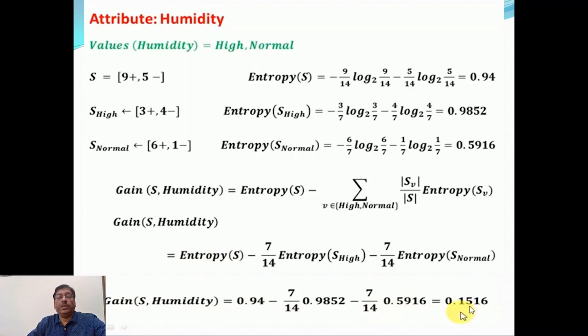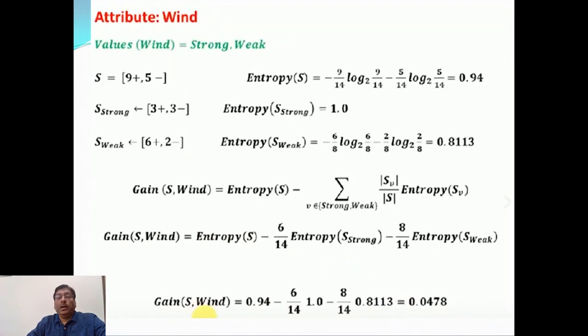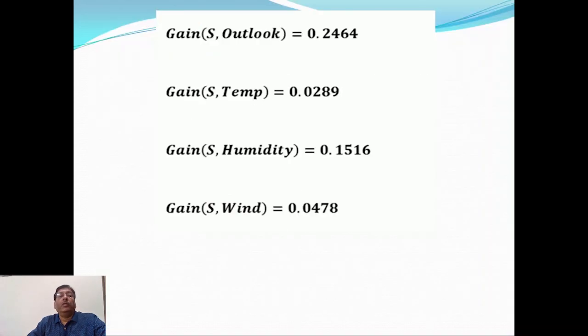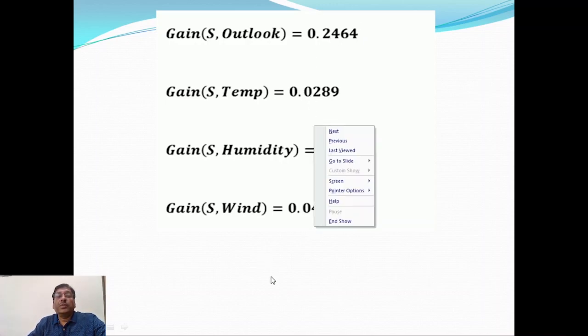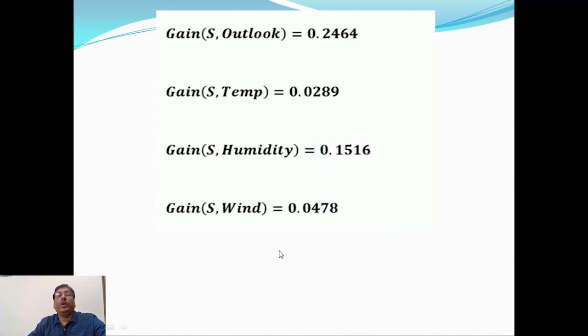So now you have the information gain for wind, for humidity, for temperature, and for outlook. Now, what you need to do? The information gain from the data set S with respect to outlook is 0.24, with respect to temperature 0.02, with respect to humidity 0.15, and with respect to wind it is 0.04. So out of these four, which particular attribute is giving us more information? That is very important. And if you see here, the outlook attribute is giving us more information gain.